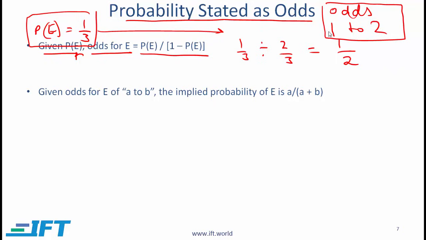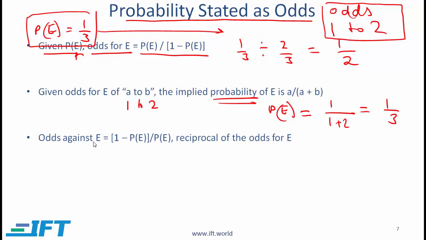If we can go from probability to odds, we should also be able to go from odds to probability. And this is how we do that. If the odds are expressed as A to B, the first item is A, the second is B. In our example, A is 1 and B is 2. The implied probability of the event, P(E), is equal to A, which is 1, divided by A plus B, which is 1 plus 2 in our example. So what we essentially have is 1/3, which is exactly what we started with. So it is a fairly straightforward and mechanical exercise to convert from probability to odds and from odds back to probability.